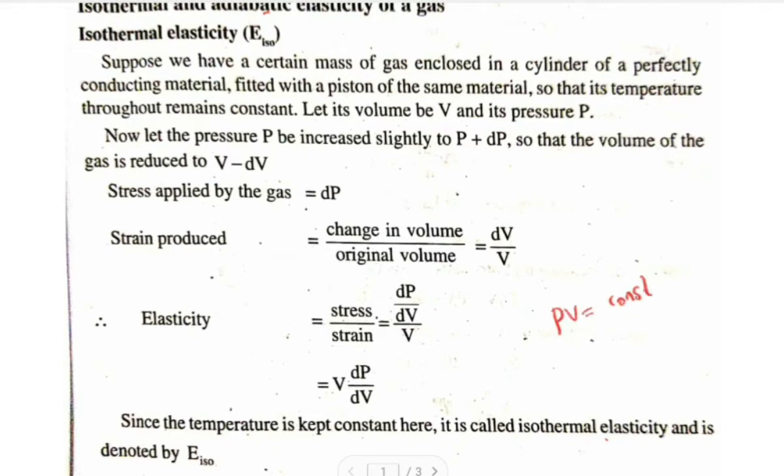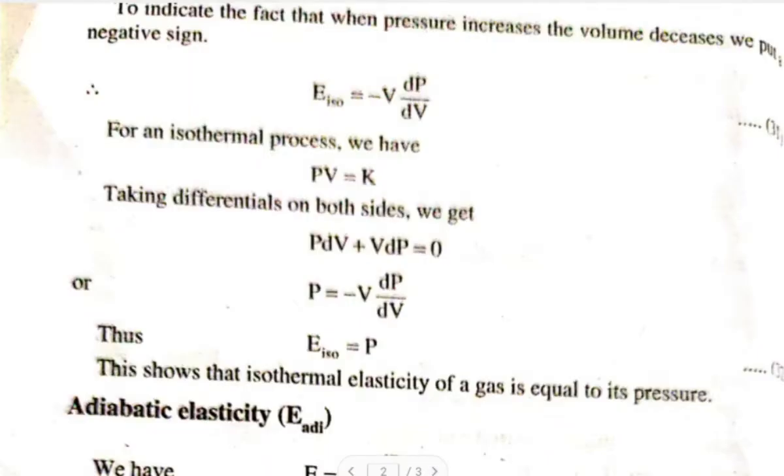This is the equation of state of an isothermal process. So that means P is proportional to 1 by V. What does this mean? When pressure increases, volume will decrease. So we have to put a negative sign, because volume is decreasing, which means the change in volume is actually a negative value. So the expression becomes minus V into dP by dV, and the negative sign indicates that volume is decreasing with respect to an increase in pressure.